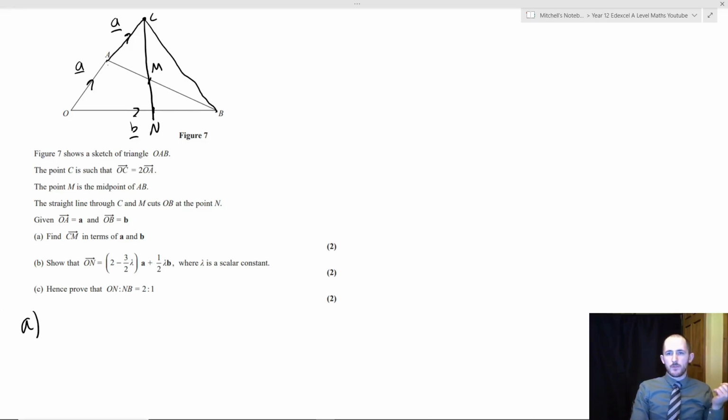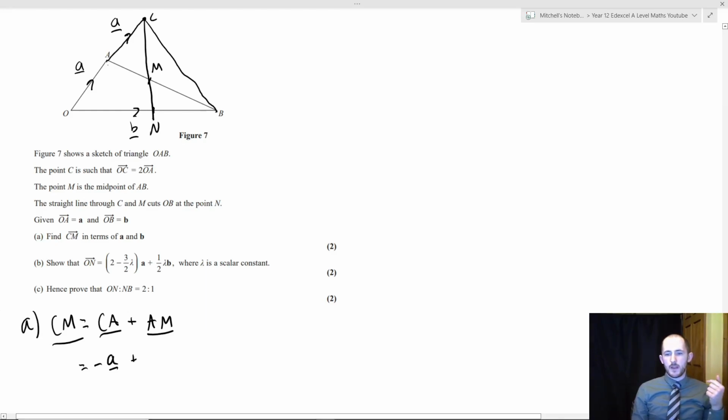So to go from C to M, I'm going to go from C to A and then go from A to M. Now, I know what CA is. It's just going to be negative a, right? AM I don't know, but I know it's going to be half AB because M is the midpoint. Now how do I go from A to B?